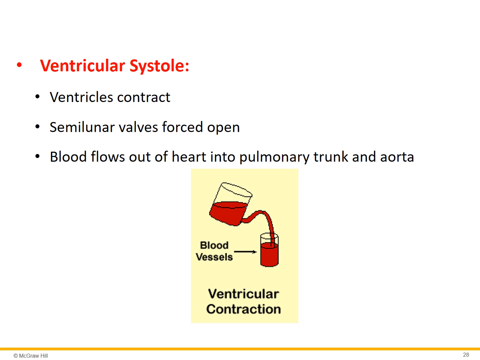Right, so you have ventricular contraction. As the pressure starts to build, as the contraction starts, that's going to shut the AV valves. As pressure increases, that's going to force the semilunar valves to open, right? And then the blood is going to exit on the right side to the pulmonary trunk and on the left side to the aorta.